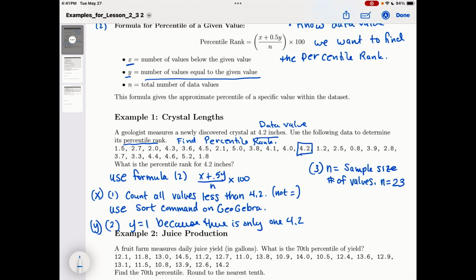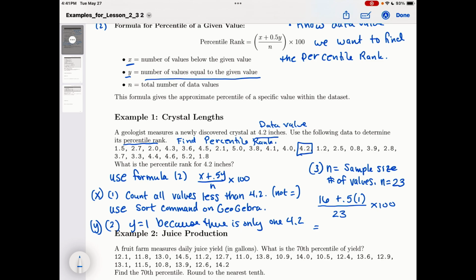Okay, so we found X, which is 16. And so now we're going to put all of this information in our formula. So I have 16 plus 0.5 times 1, because y was 1. We only see 4.2 in the data set once. And then we divide by n, which is 23. And then we multiply that by 100 to change it into a percentage.